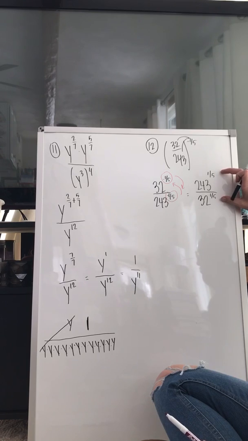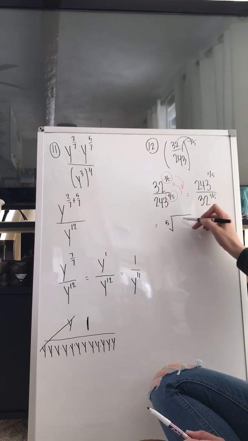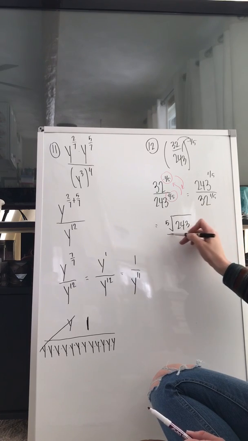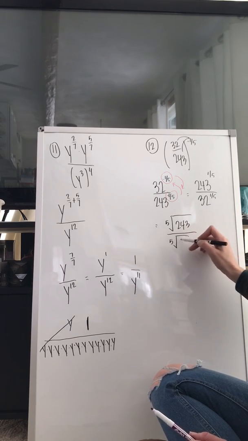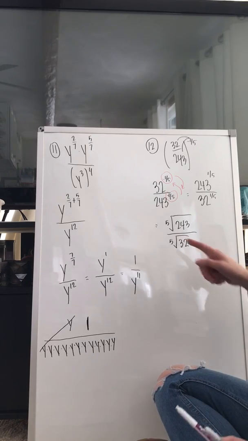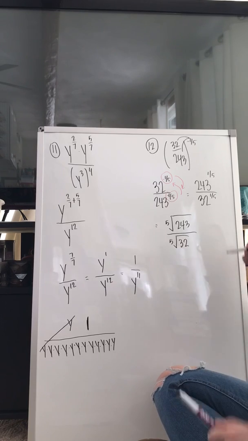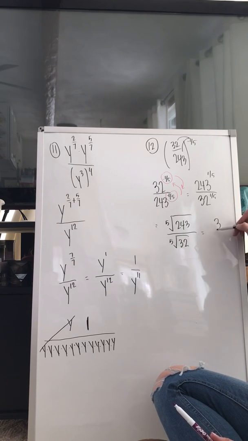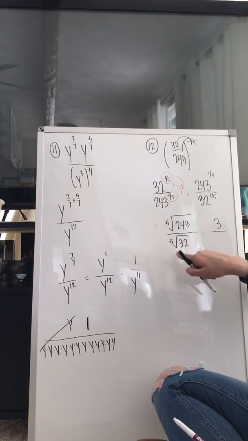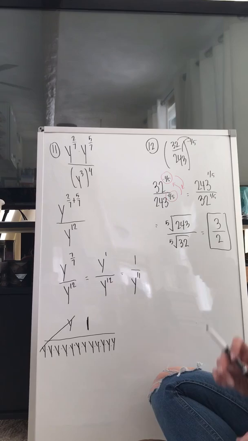And then I'm going to rewrite these to evaluate. So that's going to give me the 5th root of 243 in the numerator, the 5th root of 32 in the denominator, and that's basically asking me to evaluate, okay, what number can I raise to the 5th that gives me a 243? That's going to be 3. Over what number raised to the 5th power is going to give me a 32, which is going to be 2. So that is actually going to simplify to 3 over 2.